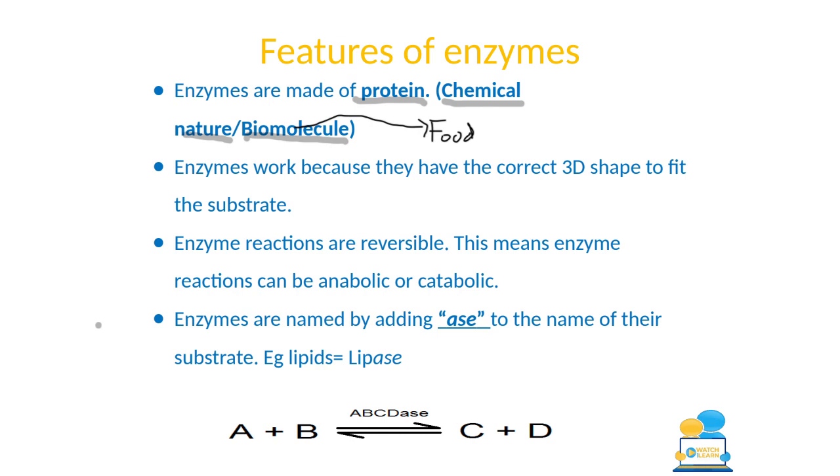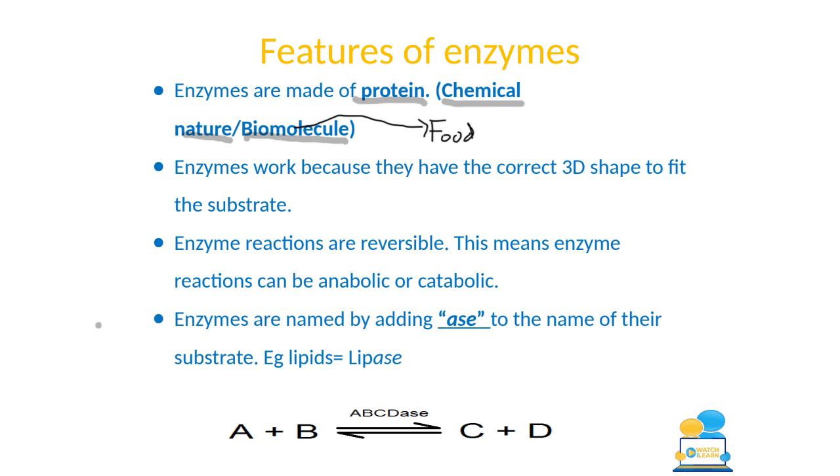Enzymes can function correctly because there's the correct 3D shape to fit the substrate. Again, we're thinking of our lock and our key. One key will open one lock. Enzyme reactions are reversible. This means that enzyme reactions can be anabolic or catabolic. And we're going to focus on this a wee bit further down the line.